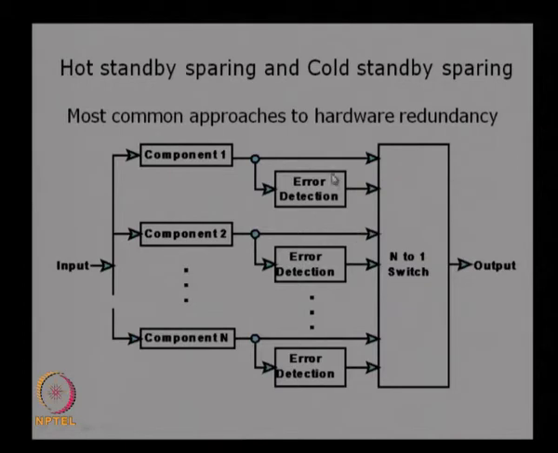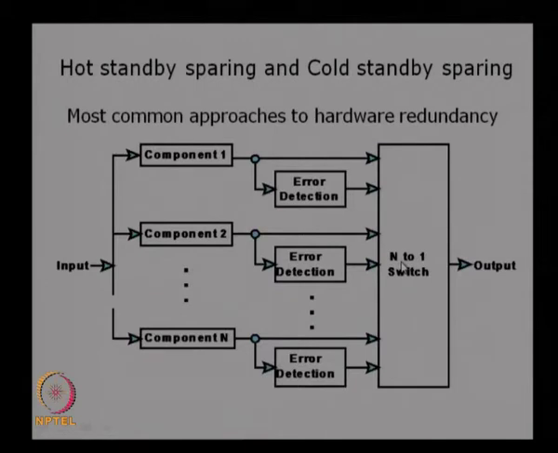The main components here are the duplicate components which actually provide the function, and then your error detection function which will declare there is an error in any of these components, and there is an N to 1 switch. These are the main components needed for implementing the standby sparing method, whether it is cold standby or hot standby. This switch will decide which output to go from here. So, when there is an error in any one of these, there will not be any problem. If you have 3 components, even if 2 fail, it will take over and the output can be given from this switch.